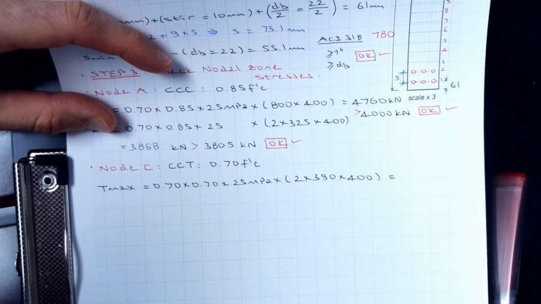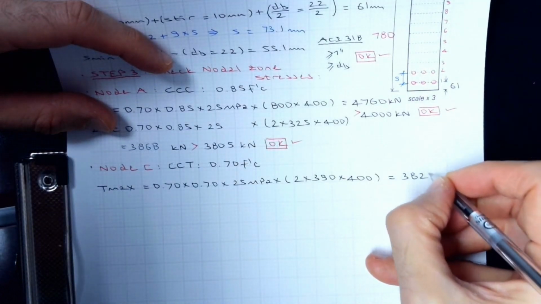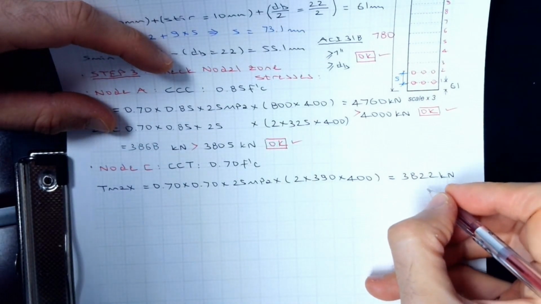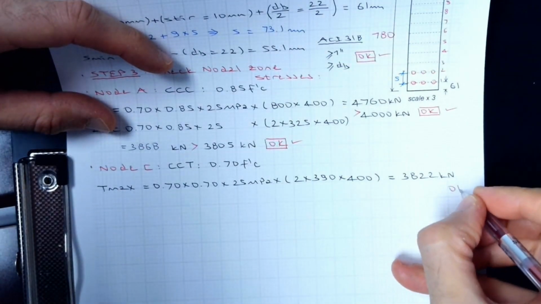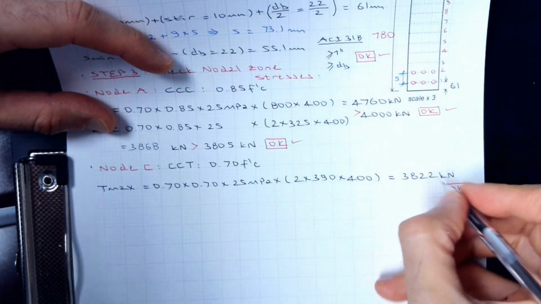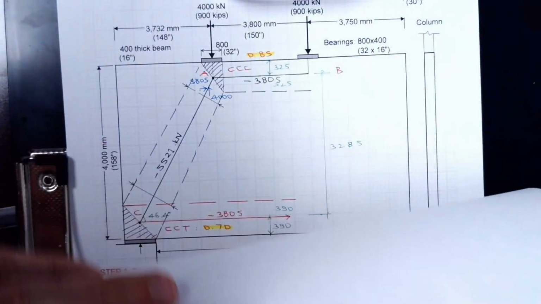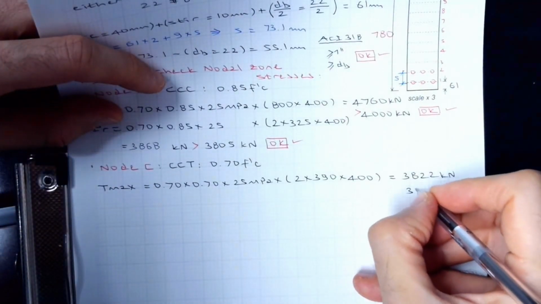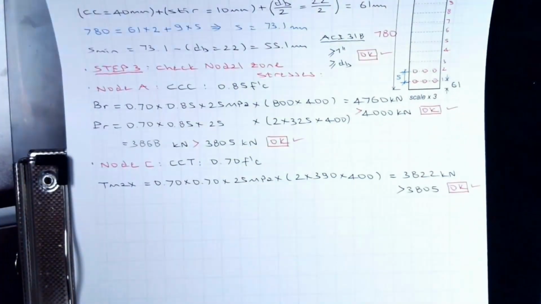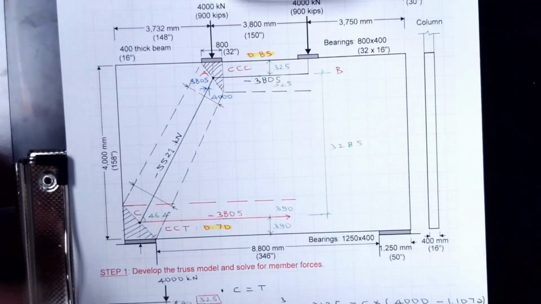3822, which passes. And the force applied is 3805, which is smaller, which is pretty good. So that passes at node C.